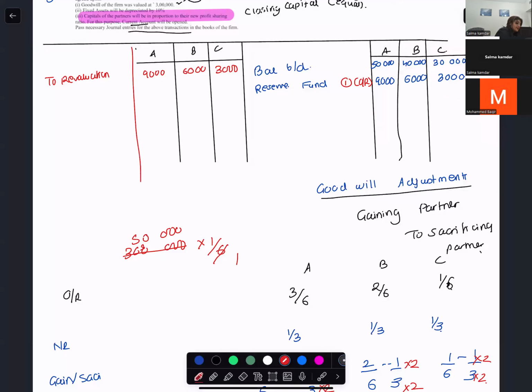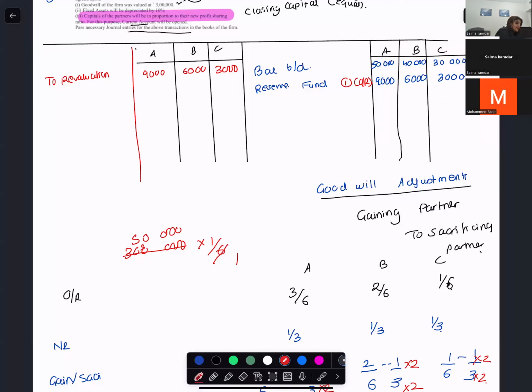In that case, I will find the adjusted capital. I want to make the closing capital in the new profit sharing ratio, but I do not know the closing capital. Do I know or do I not know? No, we do not know the closing capital, but we have to make the closing capital in the new profit sharing ratio. So in that scenario, I will find the adjusted capital.